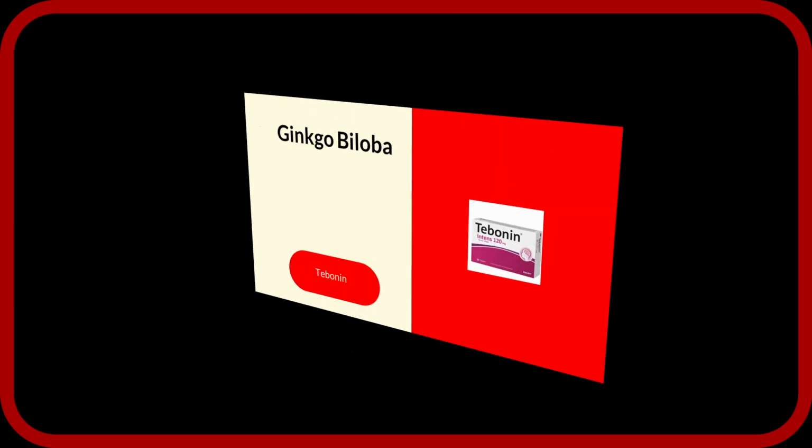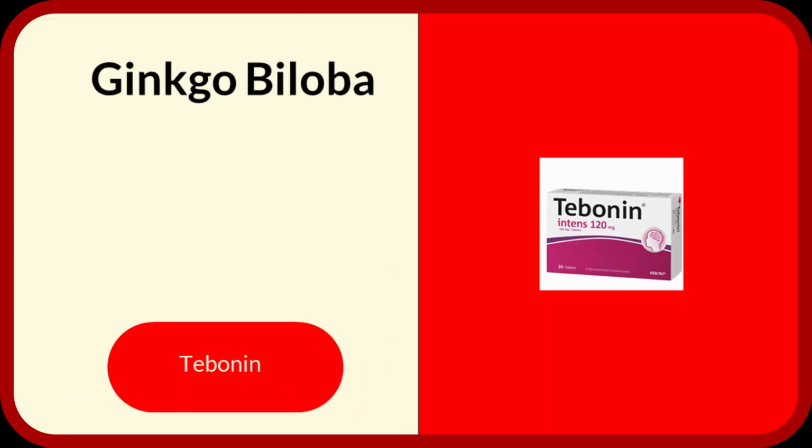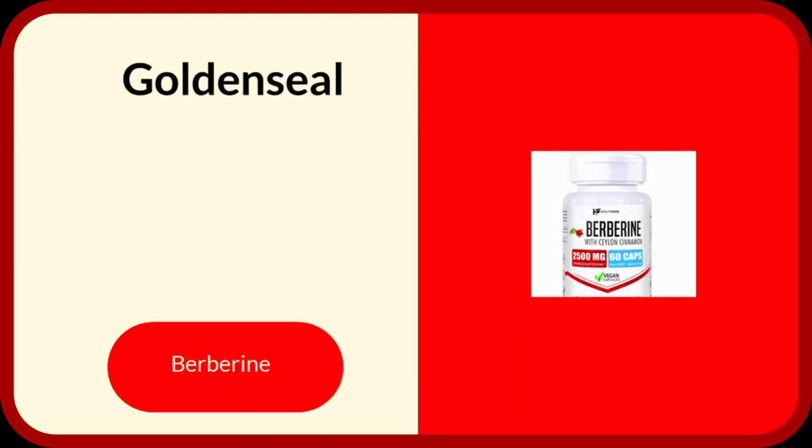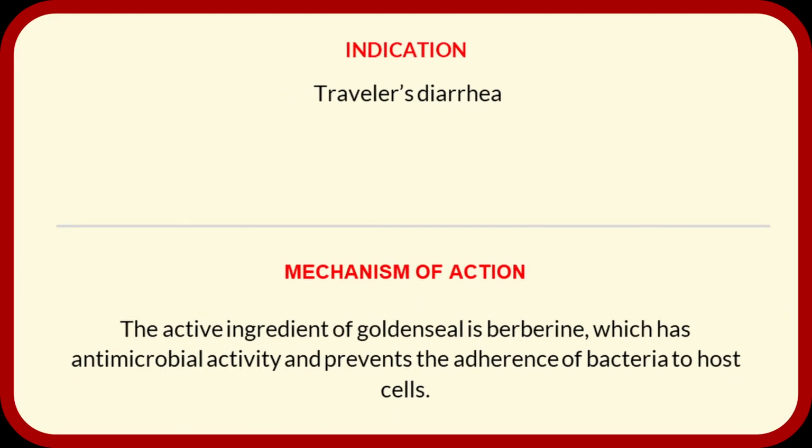is unknown. Ginkgo biloba, with the brand name Tebonin, is used for peripheral vascular disease, dementia, and memory improvement. Ginkgo has antioxidant effects that scavenge free radicals and reduce lipid peroxidation, which is thought to be beneficial in dementia, and is a smooth muscle relaxant. Goldenseal, or berberine, is used for traveler's diarrhea.